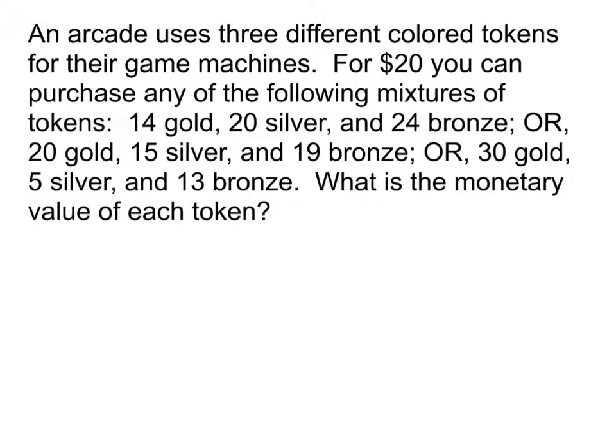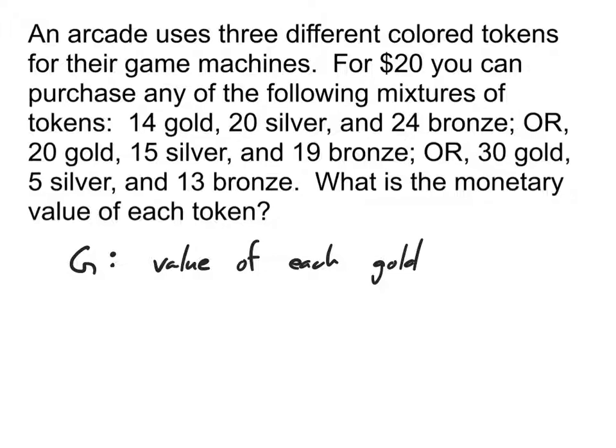All right, so in this case, you can see that all of these different combinations cost $20. And we want to figure out what the monetary value is for each token. Now, since I'm looking for a monetary value of each token, like for the gold, when I use the letter G to represent the variable, G here isn't the number of gold tokens. G is instead the value of each gold token. As we go through and talk about these variables, that's what we're going to be looking at.